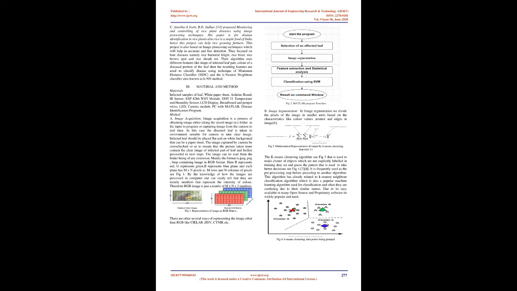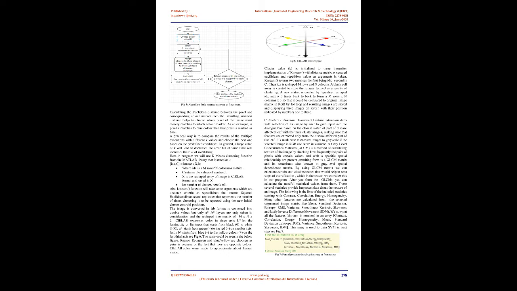The image can be read from the folder with any extension. Mainly the format is JPEG, PNG, BMP, containing the image in RGB format. Here R represents the red, G the green, and B the blue plane, and each plane has MXN pixels, i.e. M rows and N columns of pixels. See Fig 1. By the knowledge of how images are processed in a computer, one can easily tell that they are merely numbers that represent the intensity of color. Therefore an RGB image is just a matrix of MXNX3 numbers. There are several ways of representing the image other than RGB, like CLAB, HSV, CMYK, etc.